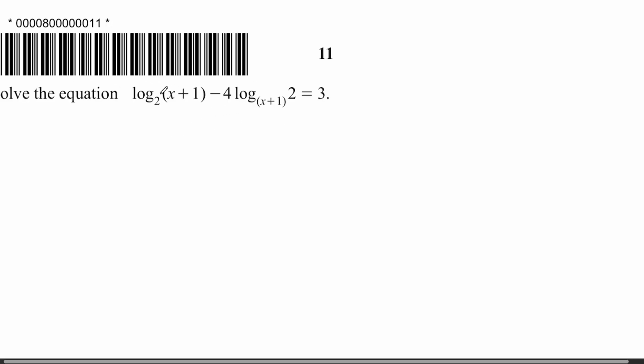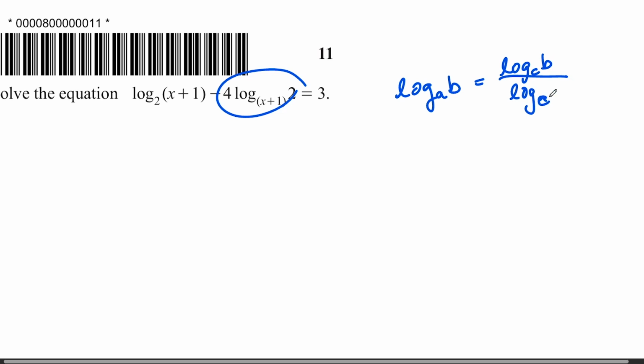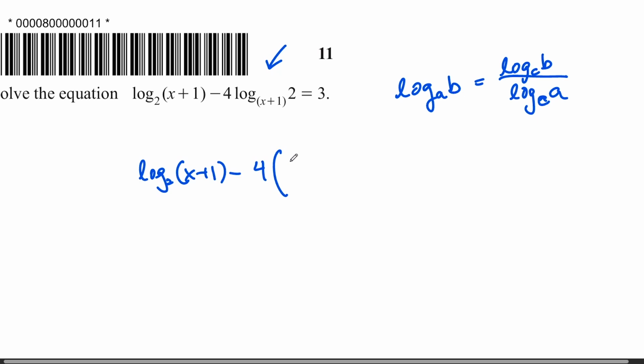So either you can change the base to 2, or you can change the base to x plus 1. It doesn't matter. So I'll probably change this base to 2. Okay, so remember the change of base formula: log_A B is the same as log_C B over log_C A, right? So this one I want to change to a log base 2.